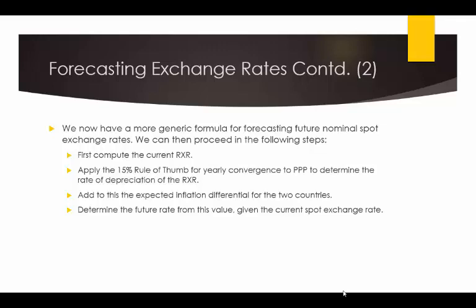This formula now allows us to utilize information from empirical studies to make an adjustment that takes into account deviations from PPP. First, we compute the current real exchange rate. Then we apply the 15% rule of thumb for convergence to PPP, and this gives us the rate of real depreciation. We add to this the inflation differential between the two countries, and this gives us the expected depreciation in the nominal rate. We can then compute from that what the future spot rate would be.